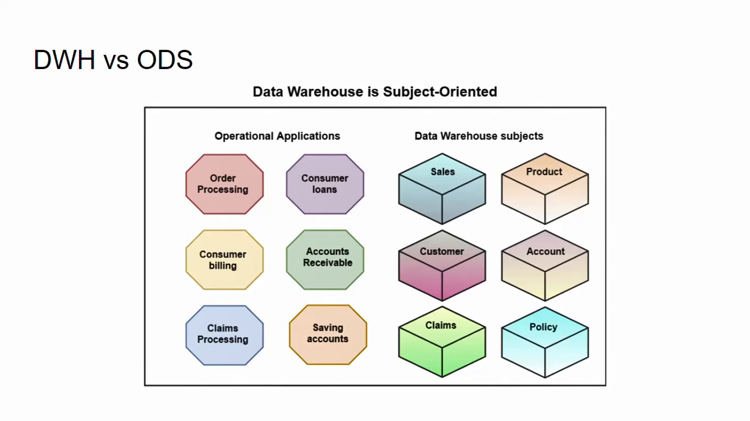But for an operational data store, you can run individual reports, like who has an outstanding loan at this point, who has an order that has not been paid, who has claims that we have not paid. So these are operational reports, versus the analytics that you can do in a data warehouse.